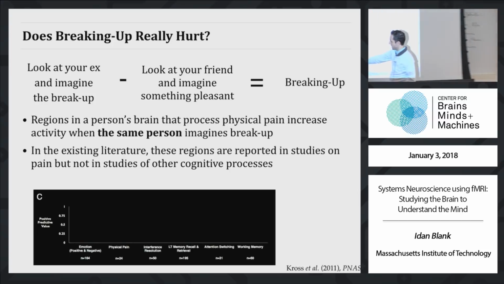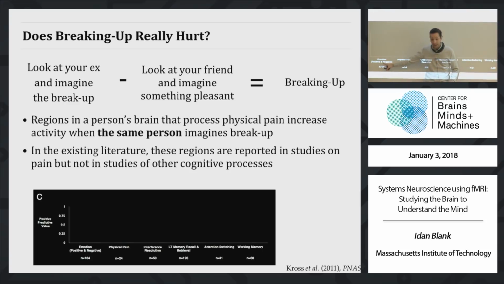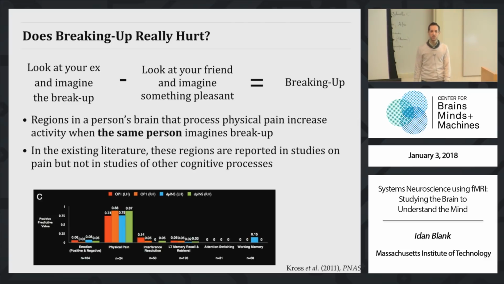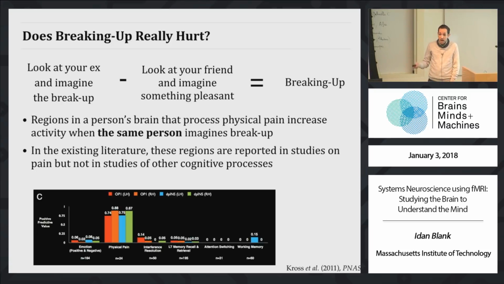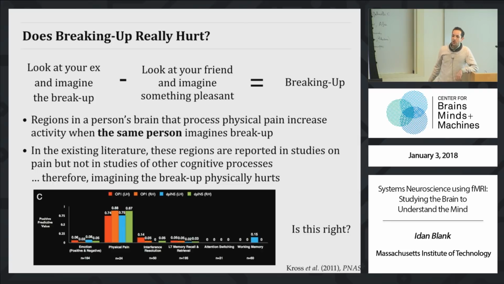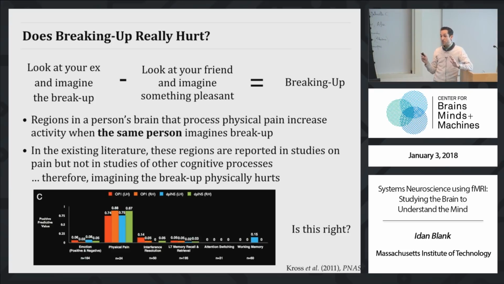In other words, what are the topics that people study when they find those regions? So they looked at working memory, at attention switching, at long-term memory, interference, physical pain, and emotion, just generally positive and negative emotion. And what they saw is that the vast majority of papers that report those regions are papers about pain, which suggests that those regions might really not be doing anything else, and maybe breaking up really hurts. So again, we can't be sure that this is right, but I think that this is an example of a paper that acknowledges its limitations and still tries to go as far as possible to verify its claim.